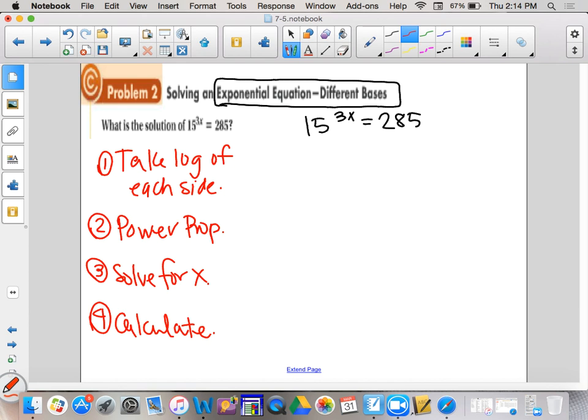The first thing I'm going to do is take the log of each side. The second thing is I'm going to use the power property, because this particular problem has the power property. The third thing I'm going to solve for x. And the fourth is I'm going to calculate my answer using my calculator.